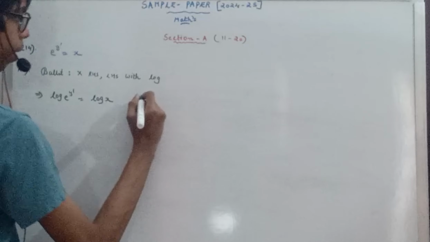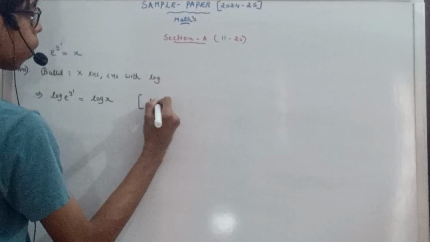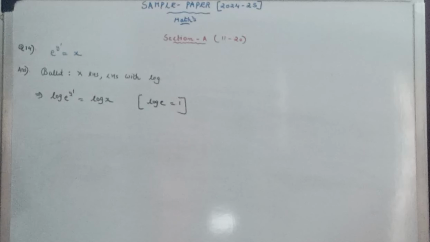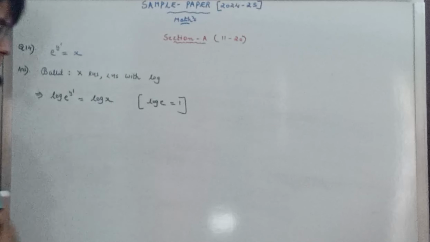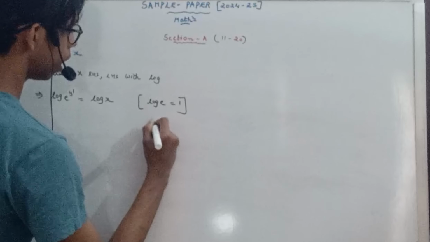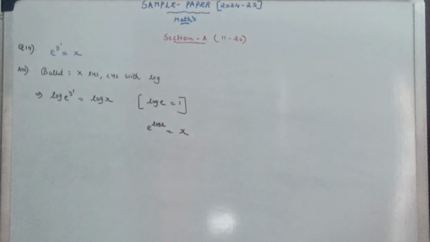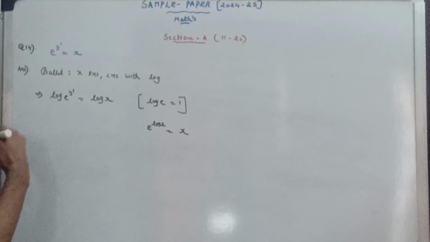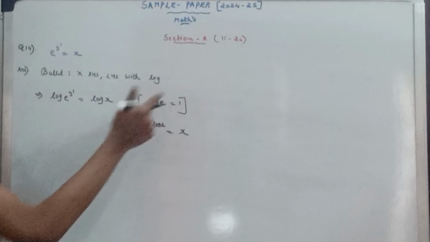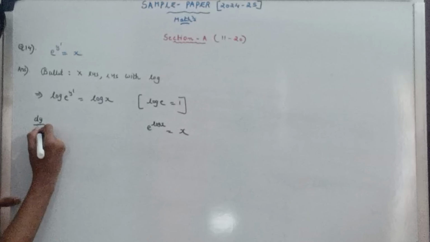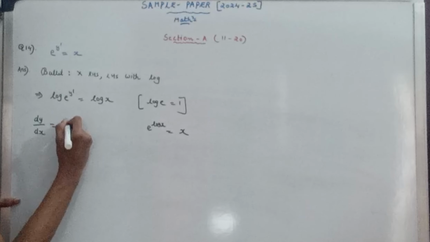Now, log of e is equal to what? It is equal to 1, isn't it? Similarly, e raised to log x is equal to x. These are a few identities that you should keep in your mind. So since log of e is equal to 1, from here we can directly write dy by dx is equal to log x.